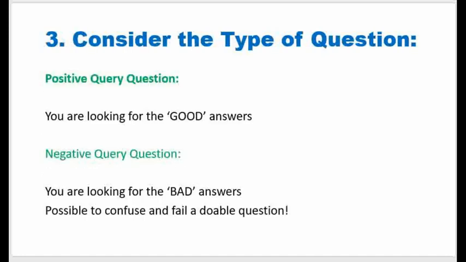Number 3, consider the type of question. Now, there are various types of questions, but some of the most common, especially in SATAs, are positive query questions and negative query questions. So in positive query questions, you look for the good answers. A positive query question is likely to ask you something like, which options show understanding? That is a positive queried question. A negative queried question is likely to be something like, which options show a need for further information, or which options show a need for clarification.